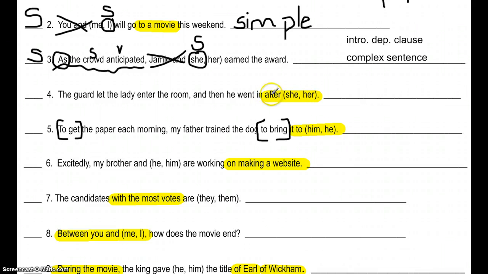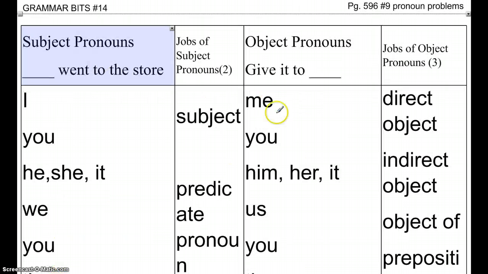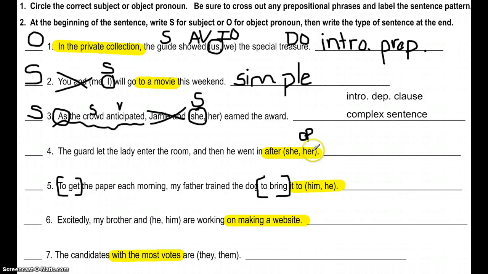Okay, I saw that I highlighted this as a prepositional phrase before, and since it's a prepositional phrase, I know that the job of this word at the end has to be an object of a preposition. So if I look back at my list, I have to pick a pronoun off of my object pronoun list, and that would be "her." And since it's an object of a preposition, it had to be an object pronoun.